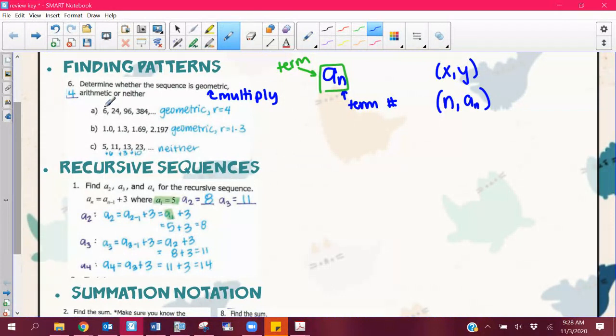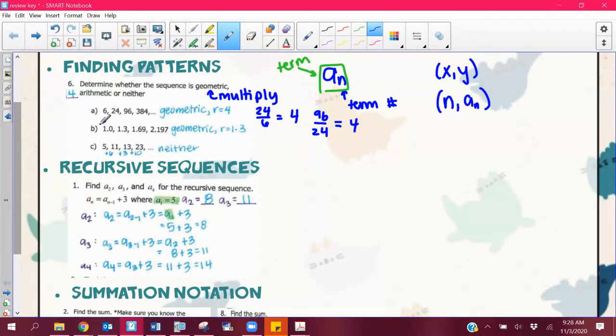So this first sequence went 6, 24, 96, 384. I can tell it's not arithmetic. We aren't adding the same thing every time. One of the fastest ways to tell if it's geometric is to take the second term, divide the first term, see what your number is, and then do the third term, divide the second term, so just the term before it, and you should get the same number. So this is geometric, and again, the multiplier is 4.